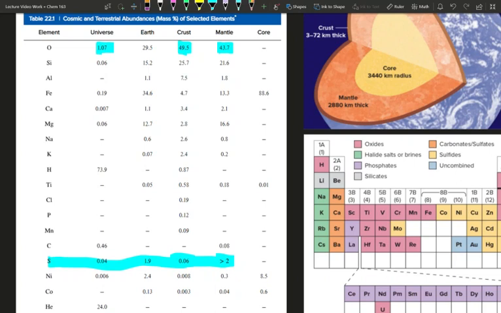Some elements, however, can be quite wildly different. If we were to look at iron, it makes up very little of the crust, a fairly good amount of the mantle, and almost the entirety of the core. So why is this? Well, iron is one of the major elements of the planet.